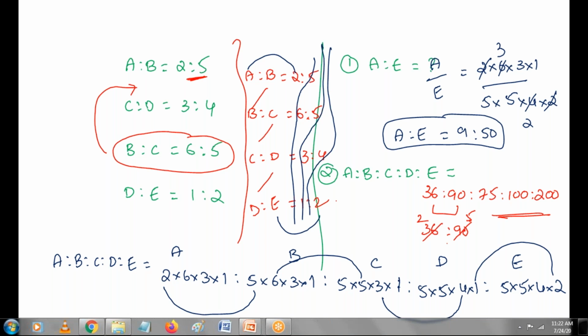You just verify the option. What is C is to D? C is to D here. Sir? What is there? What is C is to D in the question? E is to D. What is C? 3:4. 3:4, sir. Okay. Yes, sir.